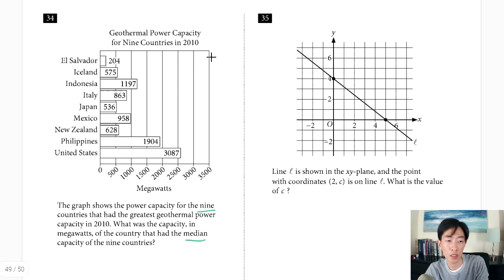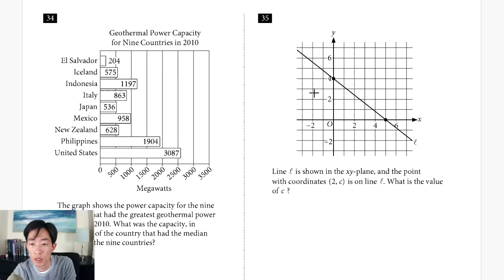The smallest value is El Salvador, which is 204. Going up, it's going to be Japan, which is 536. Then 575, Iceland. After that, it's going to be 628, which is New Zealand. And then the next highest value is 863, which is Italy. And that's the 5th value in this list. So 863 is going to be the median capacity out of the 9 countries. You didn't even have to go to number 9.